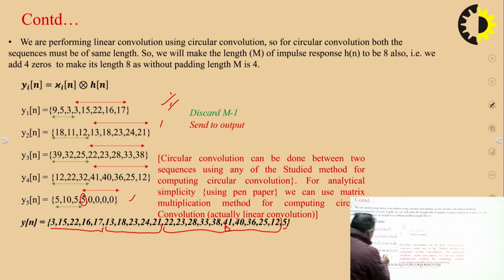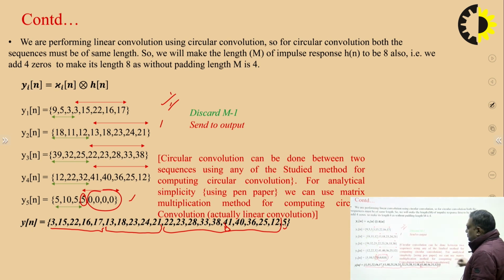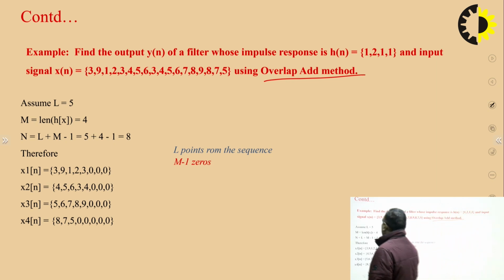These zeros are due to zero padding, and they will not be part of the final answer. You can also check it by L plus M minus 1 directly from the sequence to find whether these zeros will be applicable here or not. Okay. So this is the overlap save method, and the overlap add method is quite different.